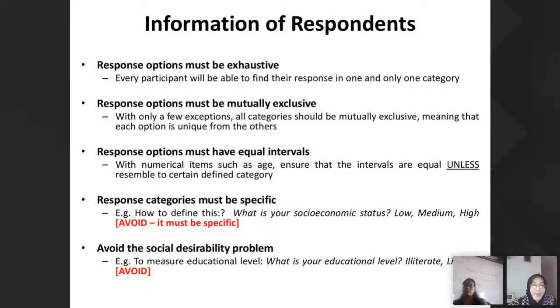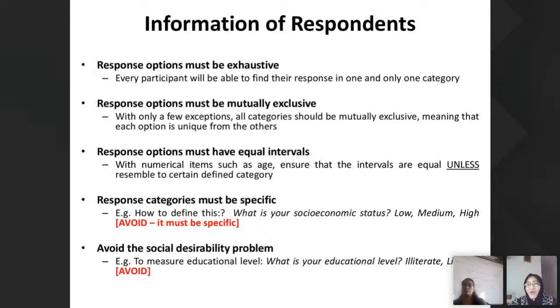Meaning, number one, the participant must be able to find their response in one and only one category. If let's say you want to put age, and then you give some range of the age, for example, from 18 to 25, 25 to 32. What can you see as the mistake there? Just now I mentioned 18 to 25, and then 25 to 32. The 25 is mentioned twice.